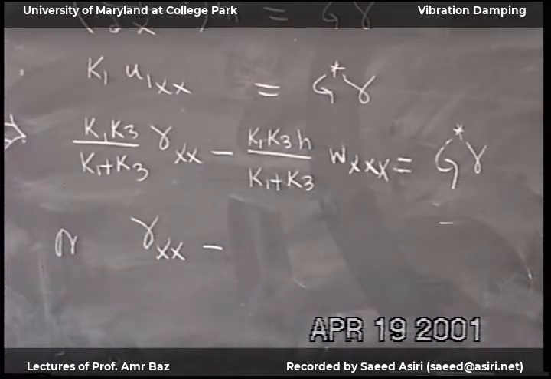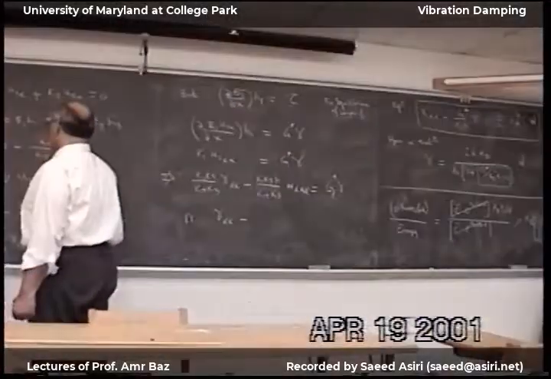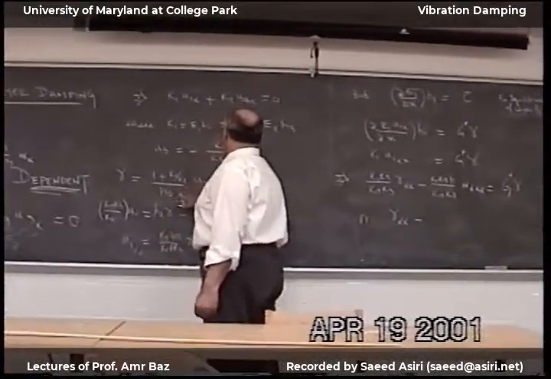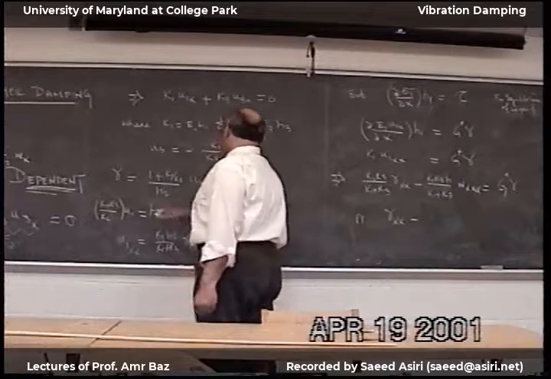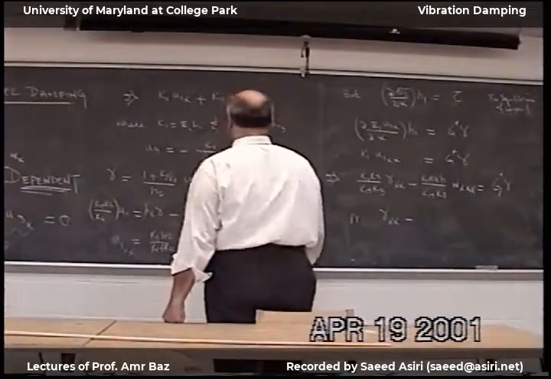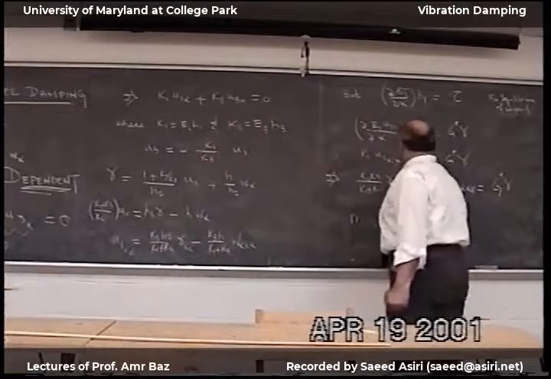Okay. And then U1. So if multiplied by H2, this is correct. Gamma XX, yeah, we have the H2 here.